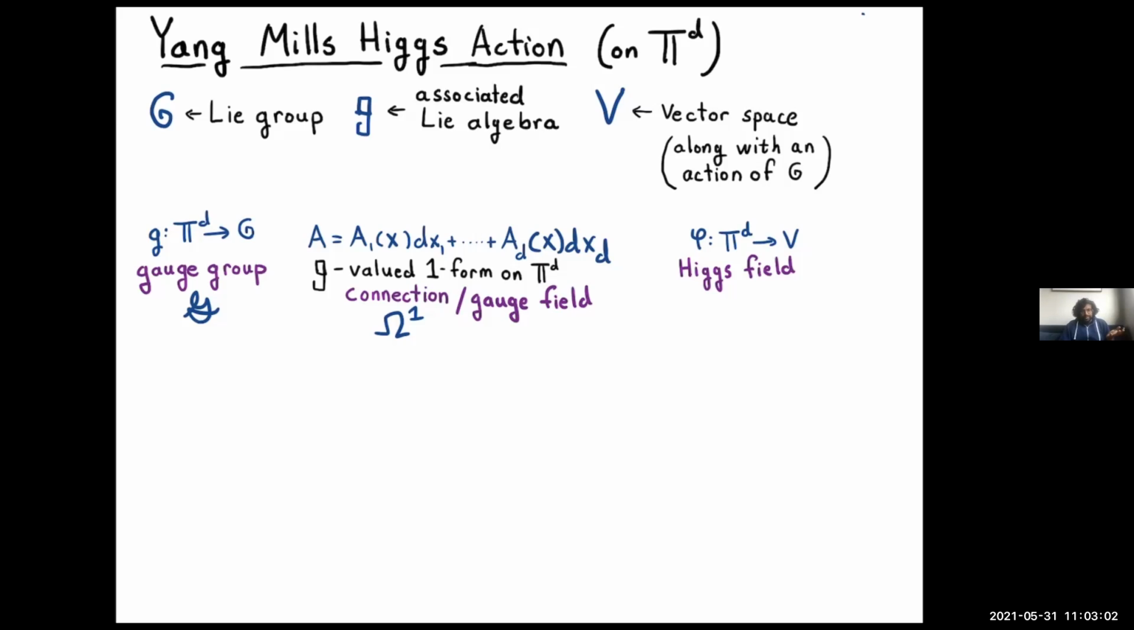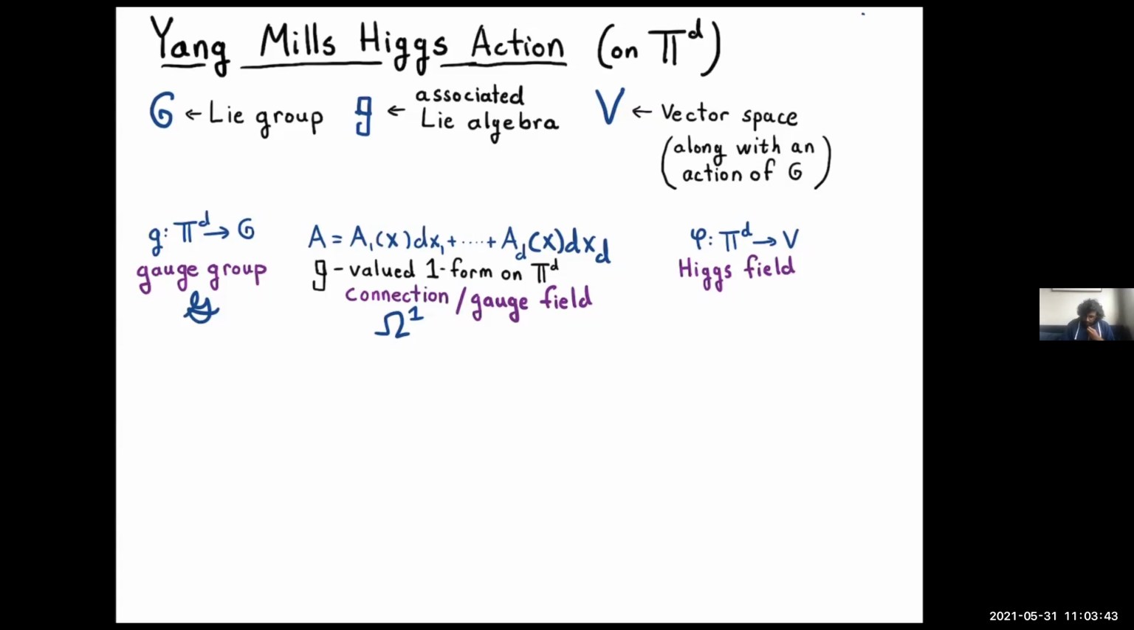Then another important character is going to be the gauge field, a g-valued 1-form on the torus. We'll call it the connection or the gauge field. And you can really think about it as just a function from the torus into g^d, the d-fold Cartesian product of the Lie algebra. And then the third character will be the Higgs field, which is just a map from the torus into our vector space.